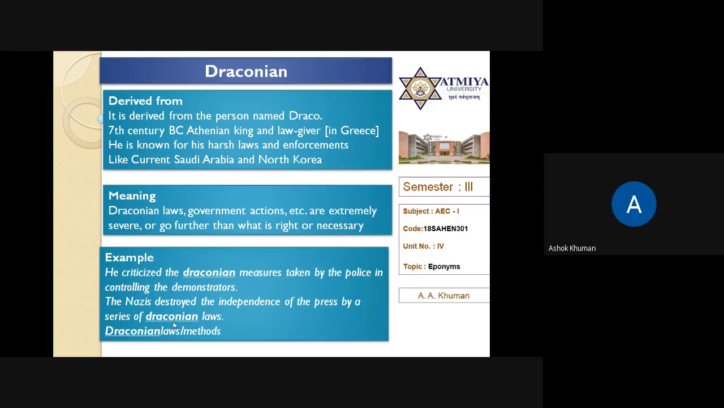Draconian, the moment you hear this word, it has a negative tone. Draco was a king in Athens, Greece, and he had established hard laws, very severe, very strict laws and enforcement. Now, to remember the word Draconian, you associate it with two nations, Saudi Arabia and North Korea. You will easily be reminded of this word. In Saudi Arabia and North Korea, there are strict laws. Anybody who commits a crime will be punished severely.